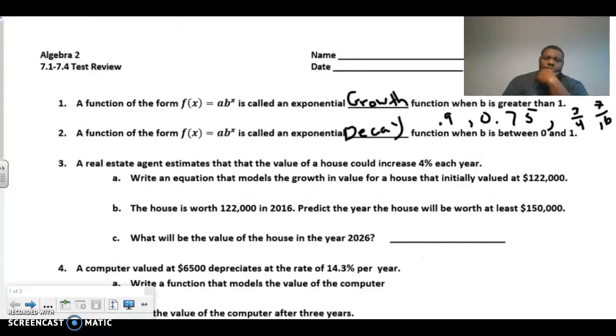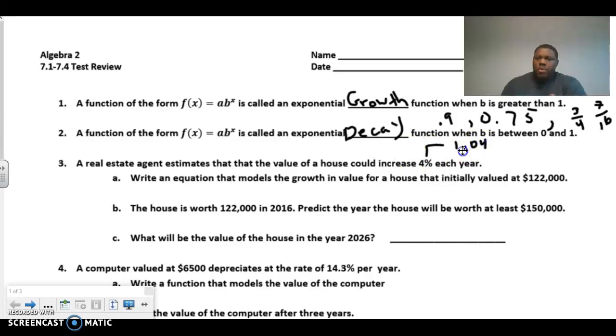The next problem, guys: a real estate agent estimates that the value of a house could increase by 4% a year. We need to write an equation that models the growth of the value of a house that has an initial value of $122,000. Of course, this is our initial value, or A, and then our B is going to be 4%, but we need to convert that to a decimal. 4% as a decimal is going to be 1.04.